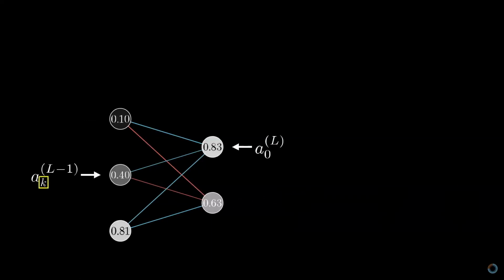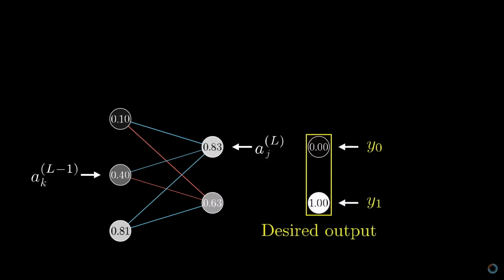Let's go ahead and use the letter K to index the layer L-1 and J to index the layer L. For the cost, again, we look at what the desired output is, but this time we add up the squares of the differences between these last layer activations and the desired output. That is, you take a sum over (ALJ minus YJ) squared.